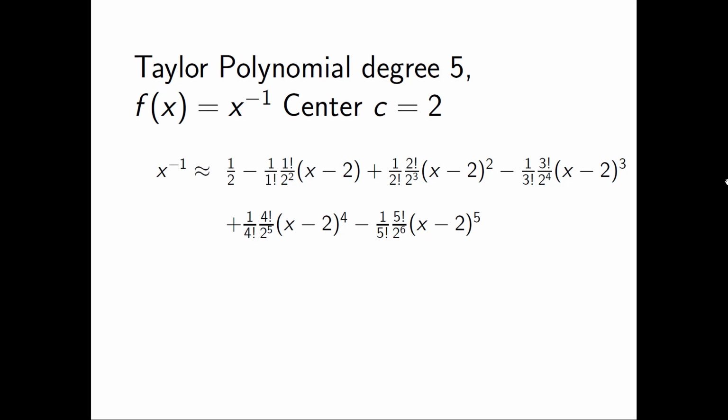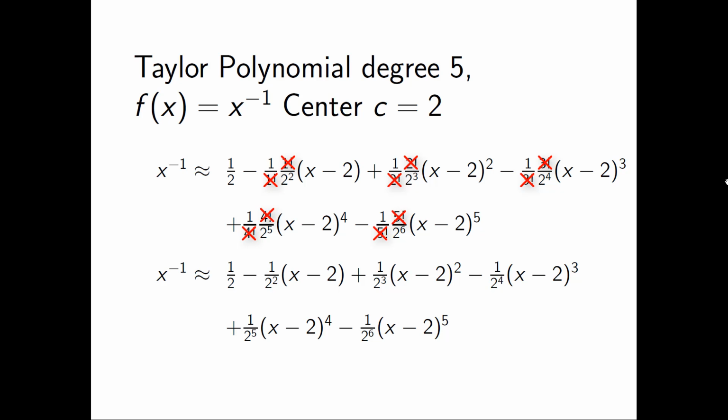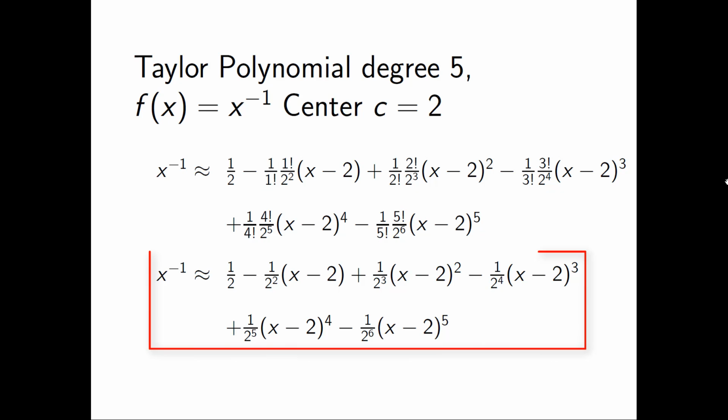We have the factorial terms in the numerator and the denominator here, so they can just disappear. And we're left with this. We get 1/2, then 1 over 2 squared times x minus 2, 1 over 2 cubed times x minus 2 squared, and so on and so on. We also alternate, we get the plus minus terms here. So this is the Taylor polynomial of degree 5 for the function f of x equals x to the negative 1 centered at 2.